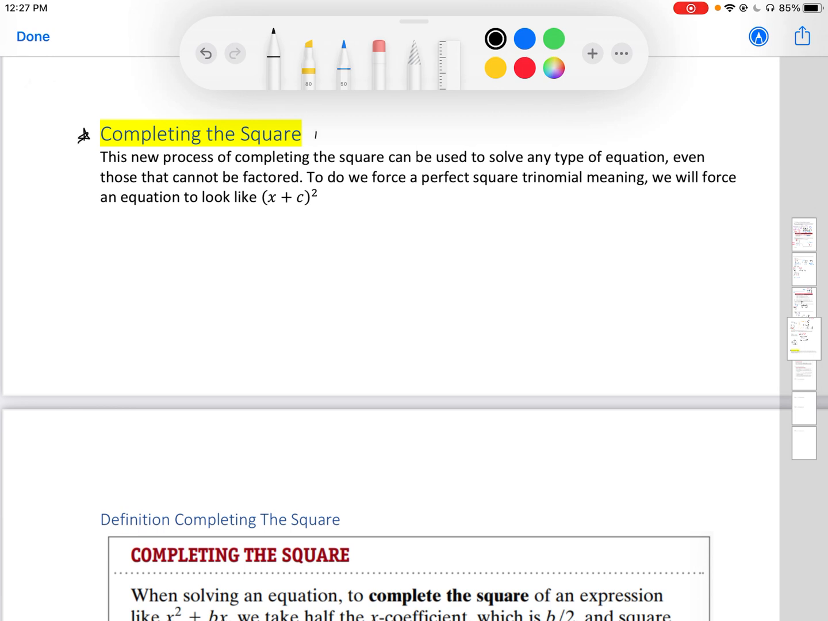Completing the square. This is a super important piece of knowledge that you'll need throughout your math career. So make sure we understand it and we ask questions and we practice it. This new process of completing the square can be used to solve any type of equation, even those that cannot be factored. To do so, we force a perfect square trinomial. We will force the equation to look like x plus c squared.